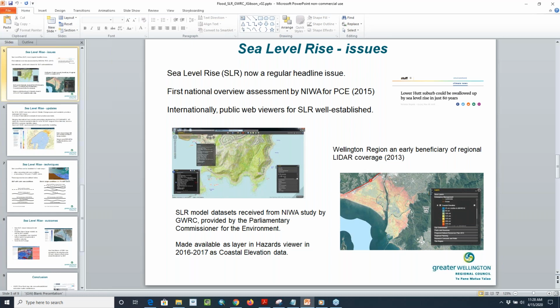That covers coastal elevation from 0 to 3 meters above high spring tide mark. We put that into our public viewer, our Flex Viewer again, and called it coastal elevation. And you can see an image that shows modeled inundation of the Lower Hutt area up to 3 meters above high spring tide.